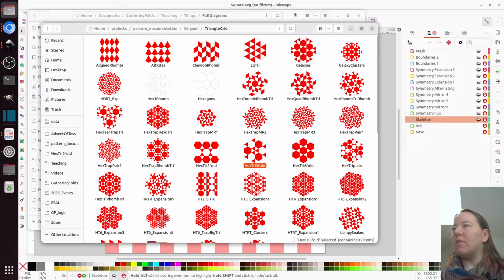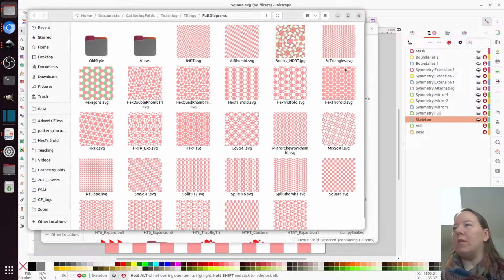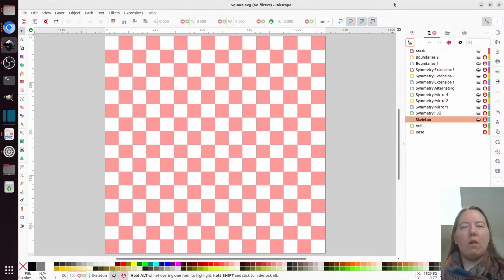And for a subset of these patterns, I've developed more advanced representations than just showing the shapes themselves, that I call tiling diagrams. And that's really the focus of this live stream, this video.